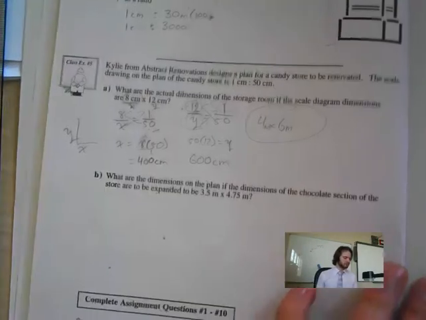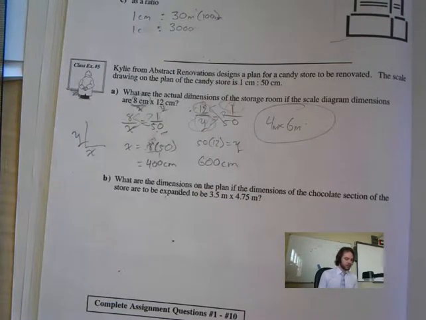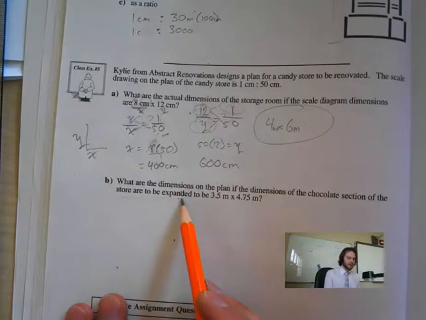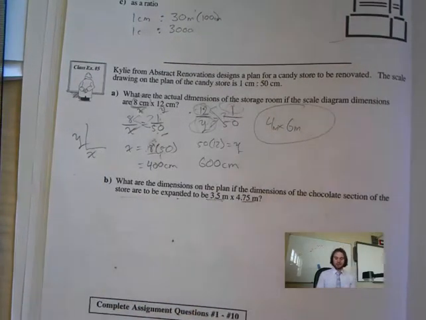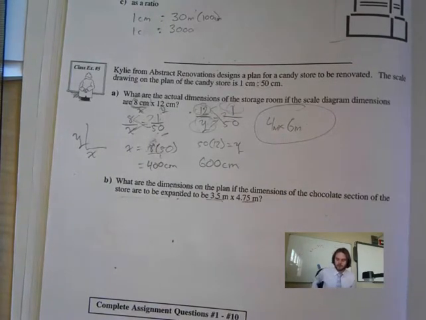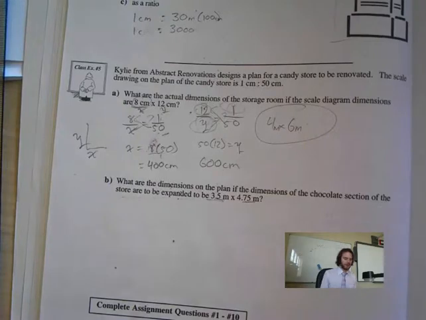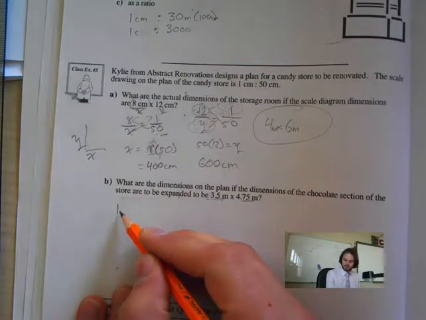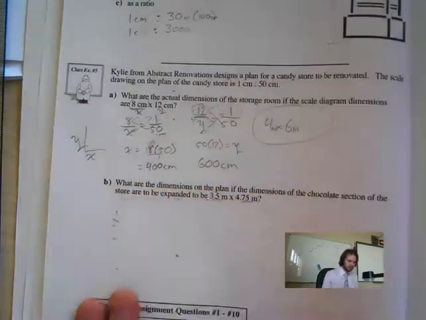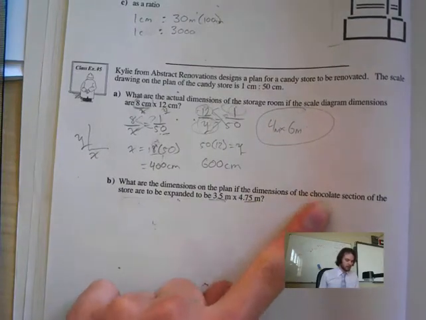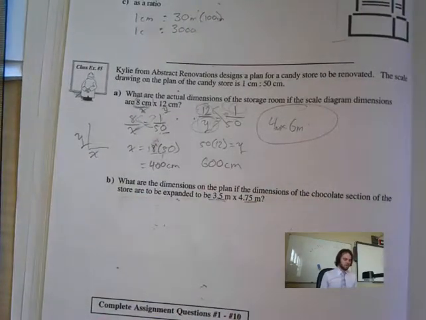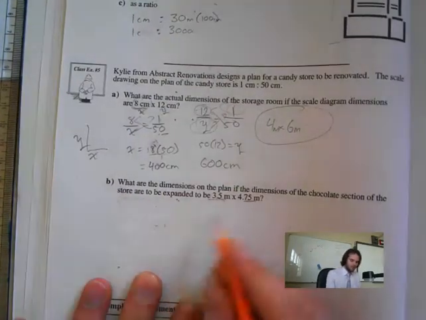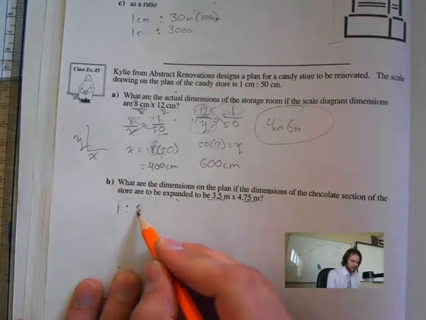Okay? So, now it says, what are the dimensions of the plan if the dimensions of the chocolate section of the store expanded to be 3.5 meters by 4.7 meters? Okay? So for this one here, we have to figure out what's happening. So I'm going to do the same thing again. We have 1 to 50. Okay, what are the actual dimensions on the plan if the dimensions of the chocolate section stand to be 3.5 by 4.5? Okay. So we have, once again, it's 1 to 50, right?